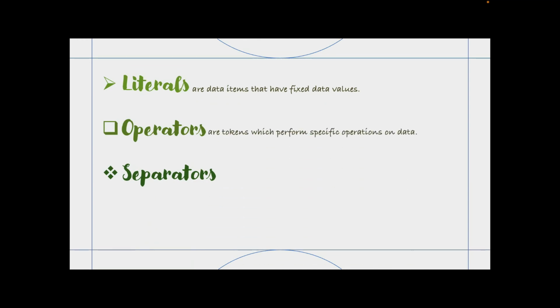Literals, operators, and separators. We will be covering these in more detail in our future videos, but I'm going to go ahead and tell you what they are. Literals are data items that have fixed data values. Operators are tokens which perform specific operations on data, and separators are symbols that are used to separate a group of code from another group of code.